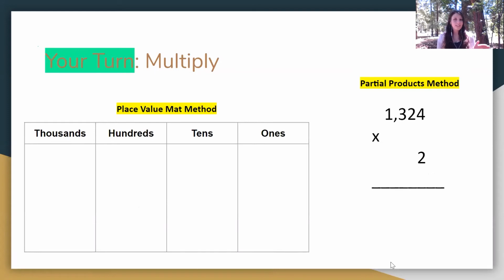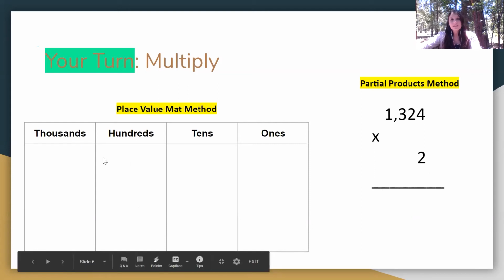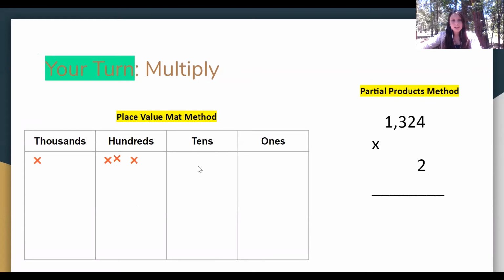Awesome job, guys. Once again, give yourselves a round of applause. Let's go over the answer together. So we're going to use my stamp tool. We're going to represent 1,324 in our place value mat. Now we need to do this a second time, right? Because we're multiplying this by 2. So I'm going to also do 1,324, just like that. Now let's add all the shapes up in each of our columns.